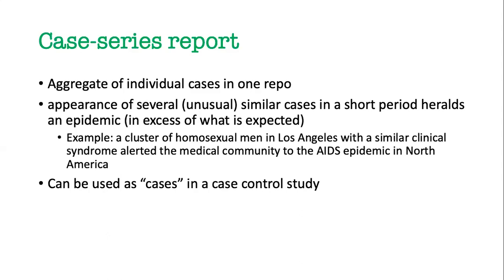let's say, some rare form of blood disorder is 1 in a million, and then you observe in your hospital that there are already 5 cases, that's already in excess of what is expected, and that can actually be considered already as an epidemic. So a classic example is a cluster of homosexual men in Los Angeles with a similar clinical syndrome that alerted the medical community to the AIDS epidemic.